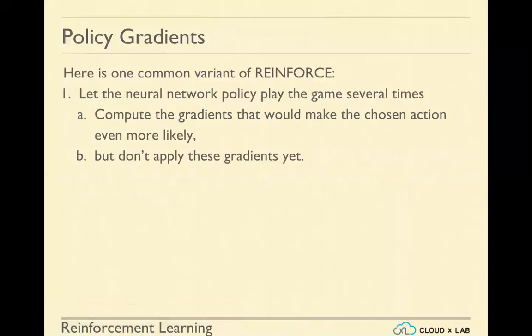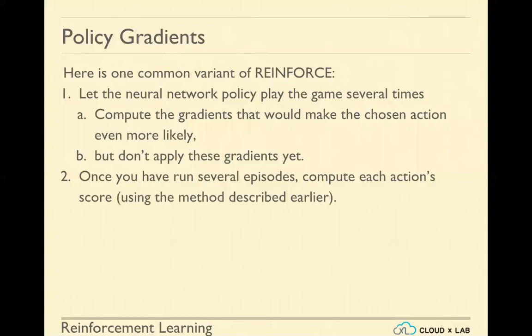All right. So here's a common variant of the algorithm. Let the neural network policy play the game several times. Compute the gradient that will make the chosen action even more likely. This is the important part: compute the gradient such that the chosen action is more likely, meaning whatever action we are taking should be the one that the network predicts. And do not apply the gradients yet. So first, let it play the game for some time. Do not try to optimize right now.